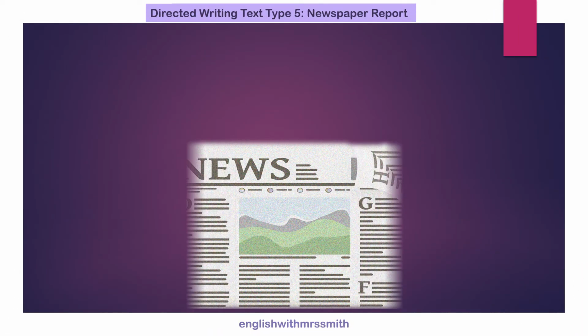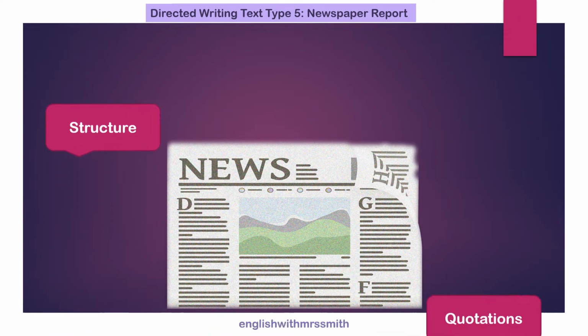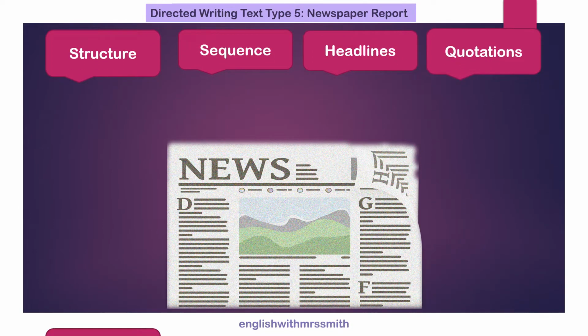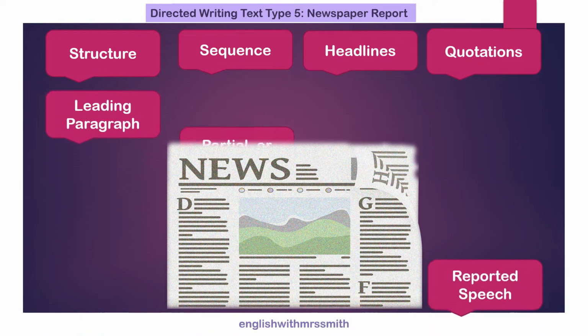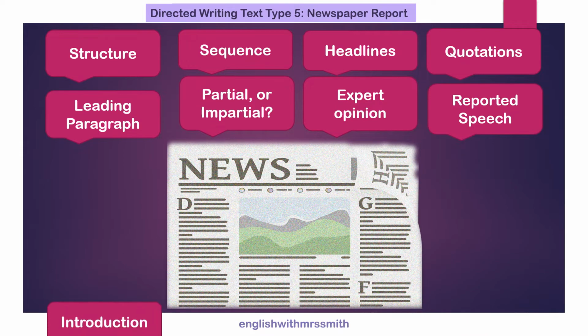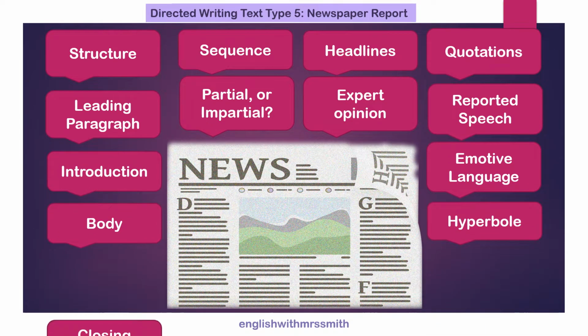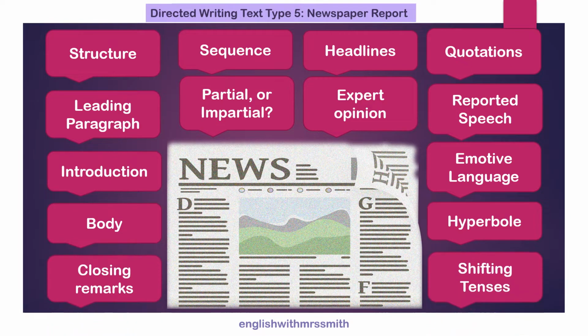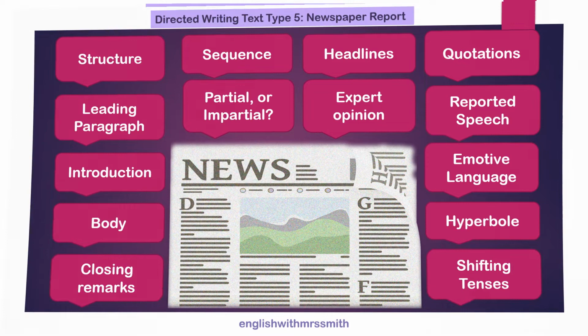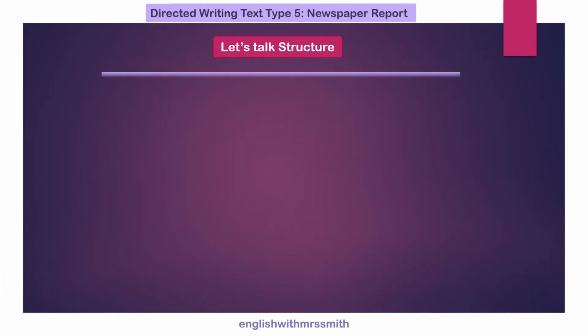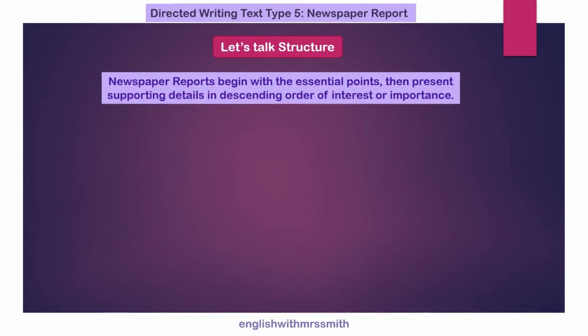In order to create an effective newspaper report, you're going to want to combine several features. In this video, we're going to look closely at the structure and sequence, as well as several other components that you may include in order to create a very dynamic newspaper report. Let's begin with structure. Newspaper reports begin with the essential points, then present supporting details in descending order of interest or importance.